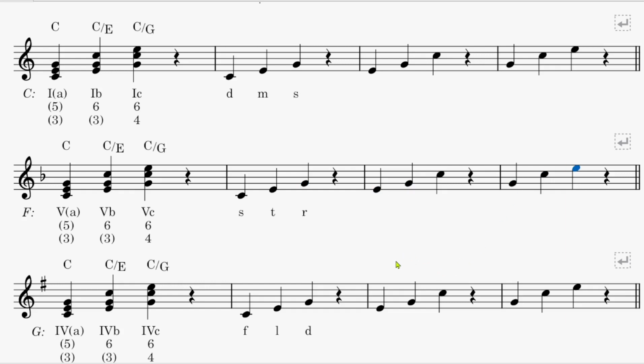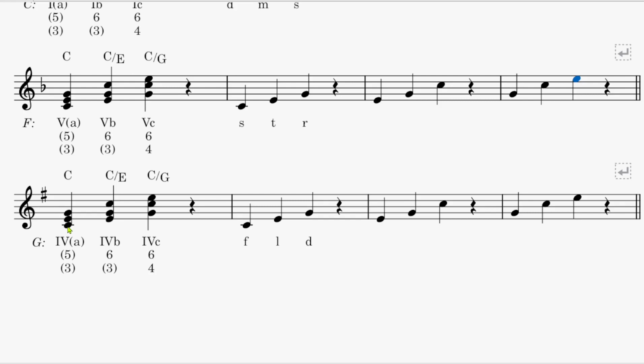Now let's go to G major. We will also have a C chord, but this is a 4 in Roman numerals because C is the 4th note in G major. So this is described as 4A, 4B, 4C. The chord name or the chord symbol are the same, and the figuring also the same. When we sing solfege, this becomes Fa, La, Do.